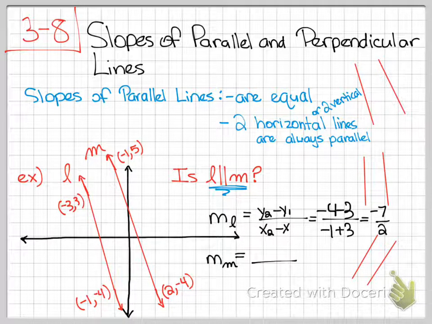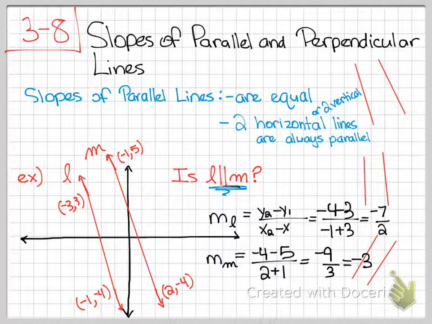Now let's look at the slope of our line M. I'm not going to write the formula again, we're just going to plug it straight in. That would be -4 minus 5 over 2 minus -1, so plus 1. That is -9 over 3, which simplifies to -3. So are these lines parallel to one another? Well, no, they're not, because their slopes are not equal.